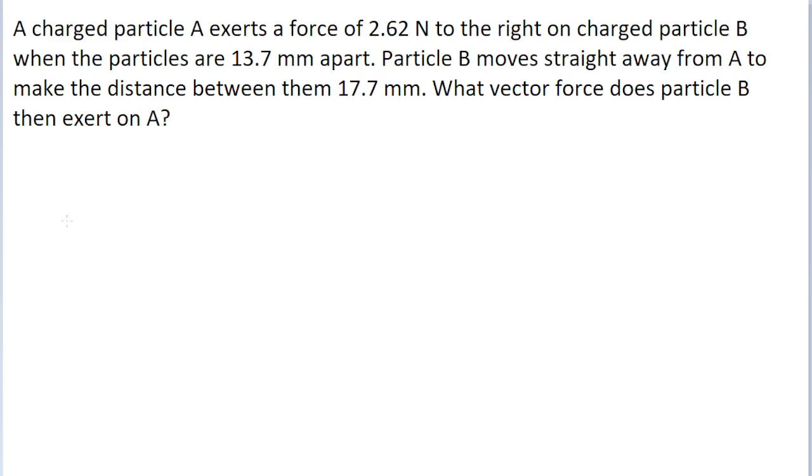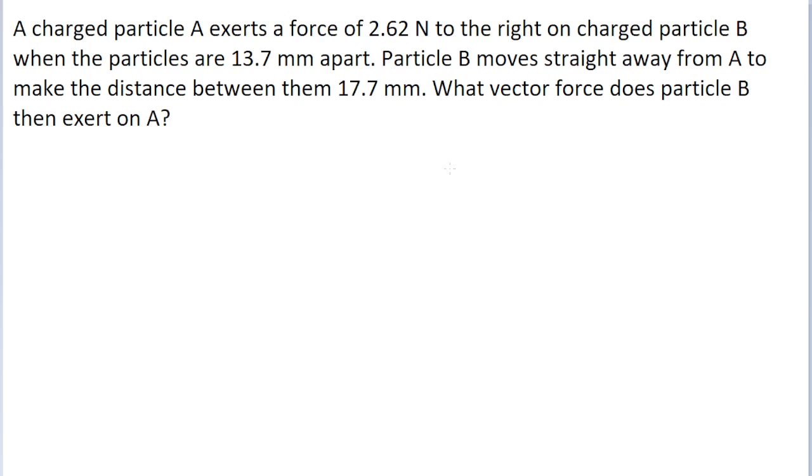In this problem, we're told about two electrically charged particles, A and B. We are given the magnitude of the force between the two particles due to their electrostatic charge at one distance apart, 13.7 millimeters, and then we're told that a different force is exerted when the distance between the two particles becomes 17.7 millimeters. We have been asked to find the magnitude of the new electrostatic force at that new distance of 17.7 millimeters.